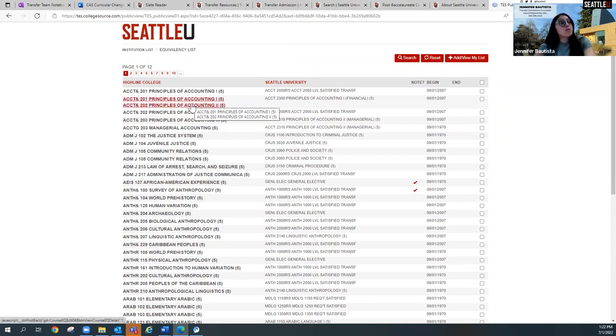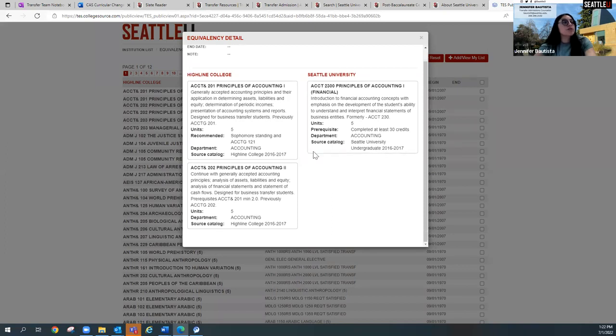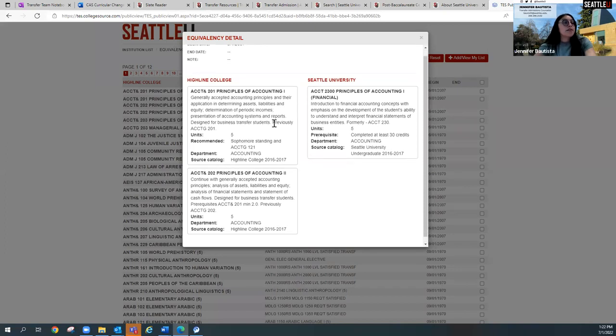You will be able to click on all of these courses here on the left. We're going to go ahead and click on this Accounting 201. It gives us some information here. This information is essentially telling us that Accounting 201 and Accounting 202 are going to be able to satisfy our Accounting 2300, Principles of Accounting or Financial Accounting, right?